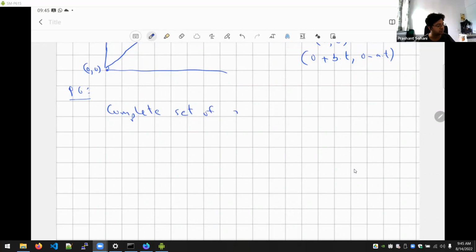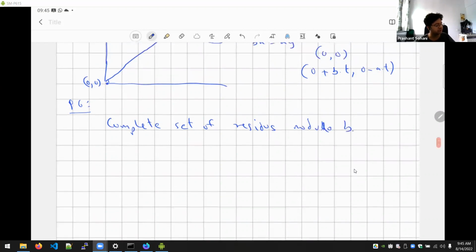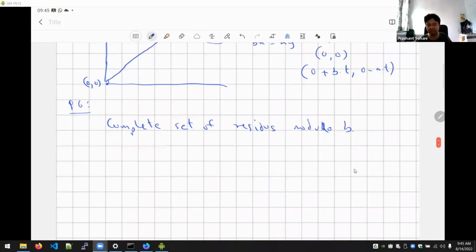So a complete set of residues, in this case modulo b, which means that it has all the possible remainders which can occur and no two elements are congruent to each other. So in the given example, it was 0, 2, 4. Oh, sorry, it was odd numbers, right? 1, 3, 5, 7, up to 2b minus 1. So this was the set S that was being considered. So it's enough to note that basically no two elements of this set are going to be congruent modulo b.